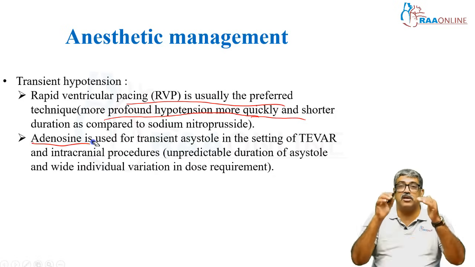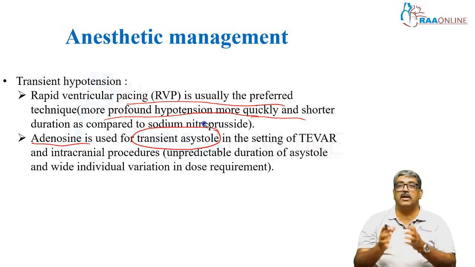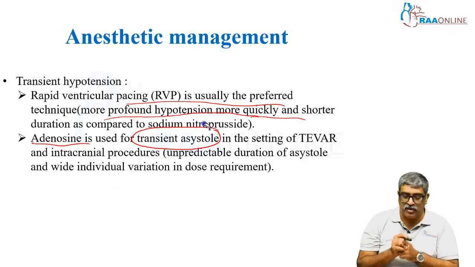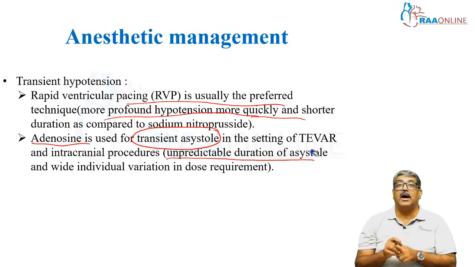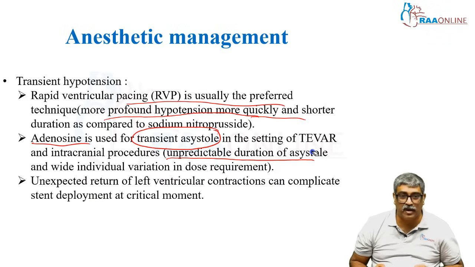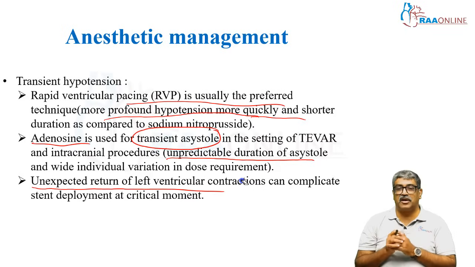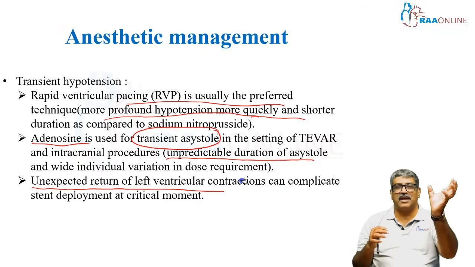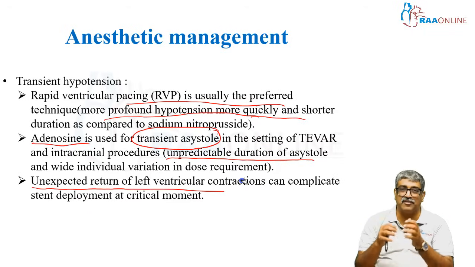Now coming to pharmacological reduction of blood pressure, adenosine can be used to induce transient asystole in TEVAR as well as in intracranial procedures. But the problem with adenosine is it can cause an unpredictable duration of asystole and there is a lot of individual variation in dose requirement. And what happens with adenosine, there can be an unexpected return of left ventricular contraction, and before the stent is deployed, the drug might wear off and the patient might have an unexpected return of ventricular contraction which may delay the stent deployment.